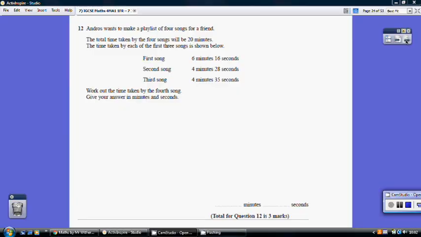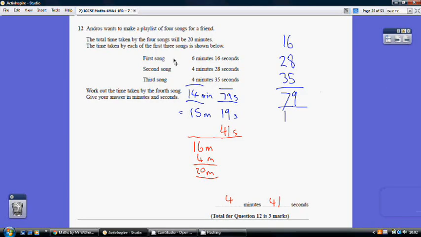Question 12. So the 4 songs have got to add up to 20 minutes, and these are the times of 3 of these songs. So what I've done, I started off by adding up the seconds. So 16, add 28, add 35 is 79 seconds. And I've added up the minutes. 6 add 4 add 4 is 14 minutes. So we've got 14 minutes, 79 seconds.